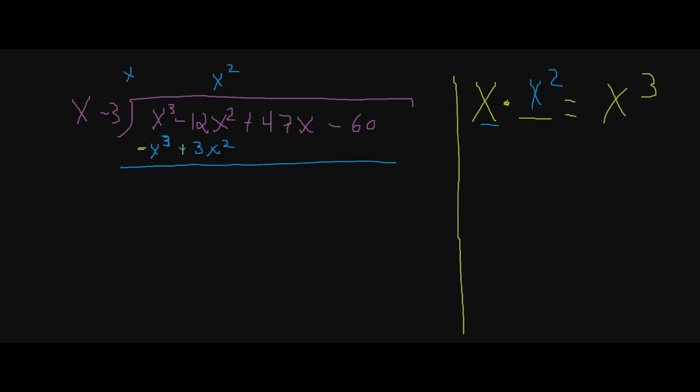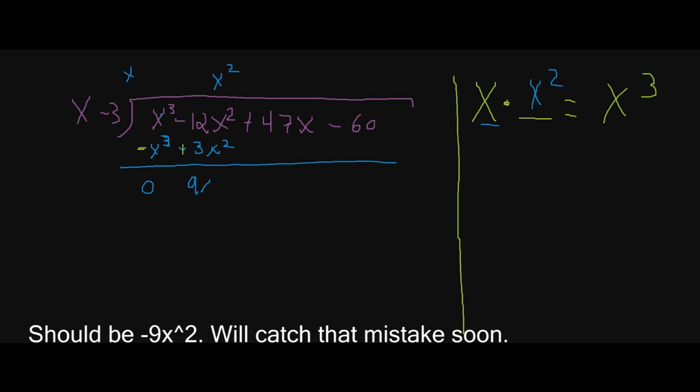And now we just add the rows across. When we add the rows across, this minus that gives me 0. Negative 12x squared plus 3x squared gives me 9x squared.